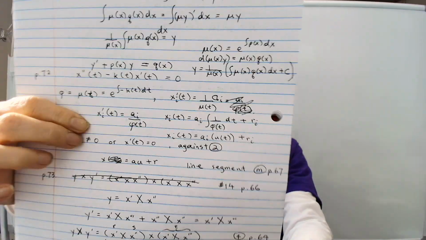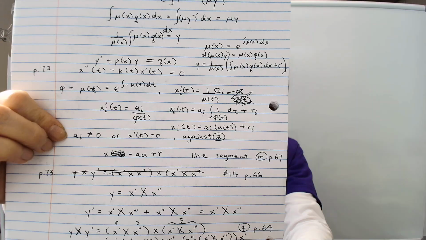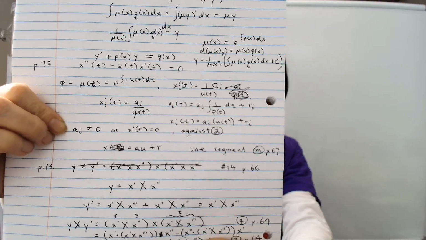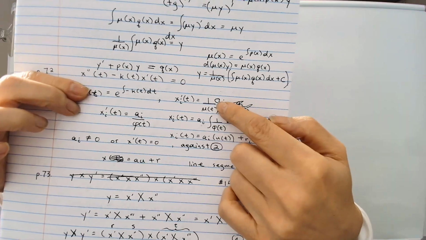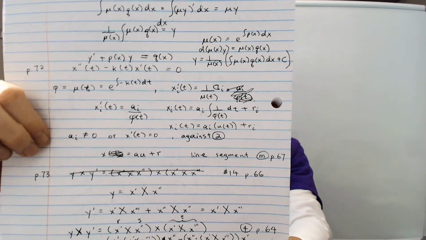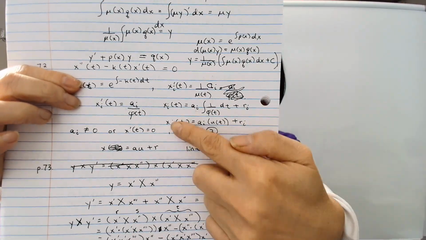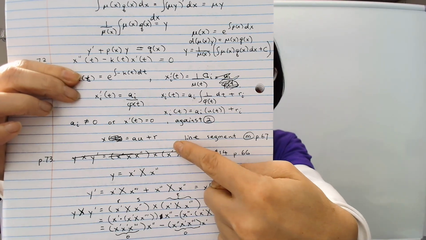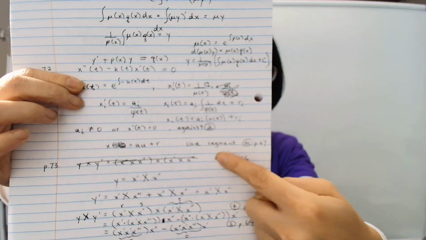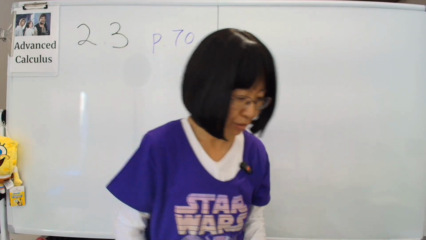So in this case, the a's are not 0. Because if the a's are 0, then x prime of t, which is based on a, that's an a there. I started out writing c and changed it to an a, that's why it looks weird. So a is not 0, or x prime will be 0. Therefore, we rewrite this equation in vector form. It becomes x equal to au plus r. Now that is a line segment, according to condition M on page 67. That's what we're trying to prove.